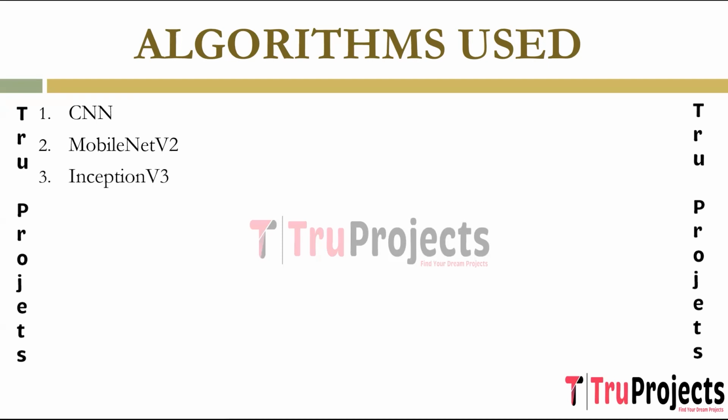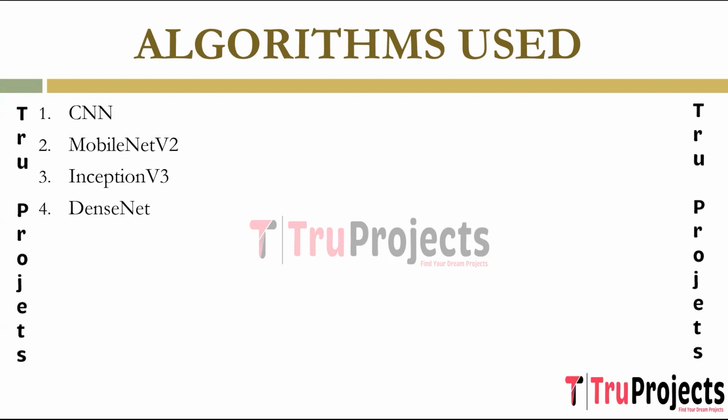The next algorithm is Inception V3. Inception V3 is a deep learning architecture that incorporates a module called the Inception module, which allows for efficient feature extraction at multiple scales through the use of parallel convolutions. Inception V3 is known for its excellent performance in image classification tasks, making it a strong candidate for accurately distinguishing between real and fake faces by extracting discriminative features from facial images.